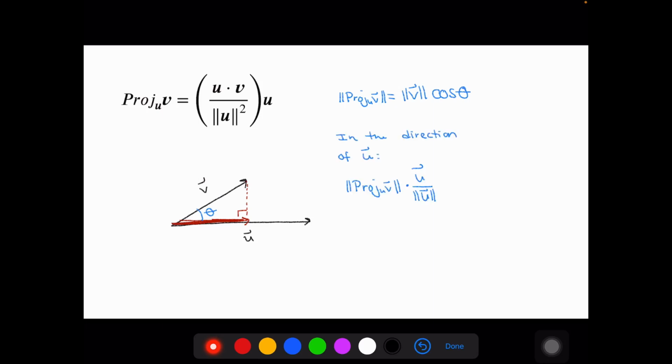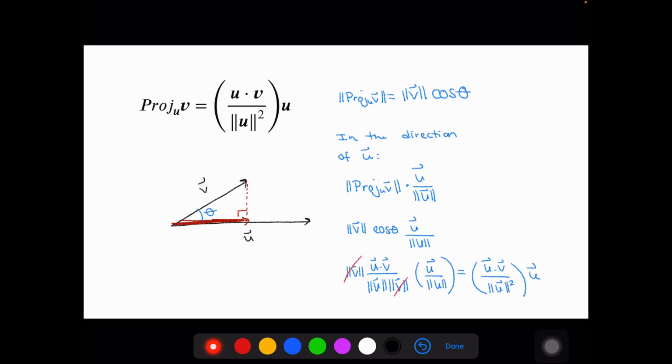My projection, though, is going to be a vector in the direction of u. So I'm going to take the magnitude of that projection and multiply it by a unit vector in the direction of u. And so I'll circle it. My unit vector in the direction of u is u divided by its magnitude. So that's what our projection is: the magnitude of the projection times a unit vector in the direction of u.